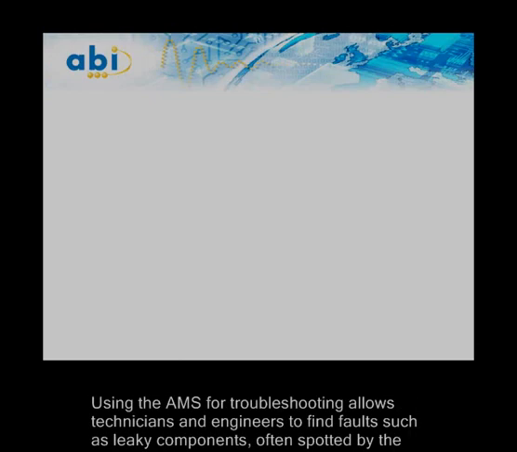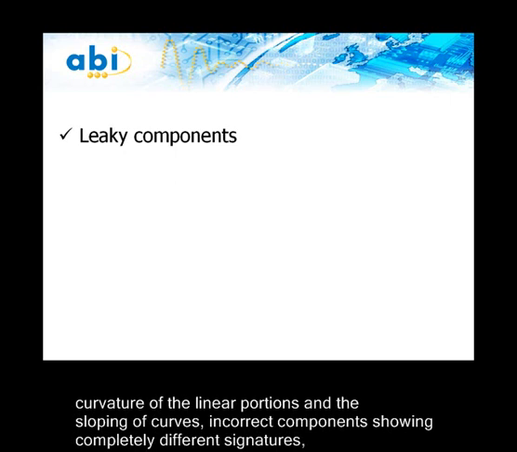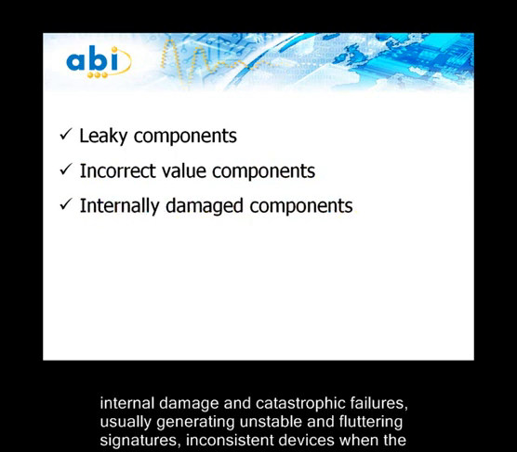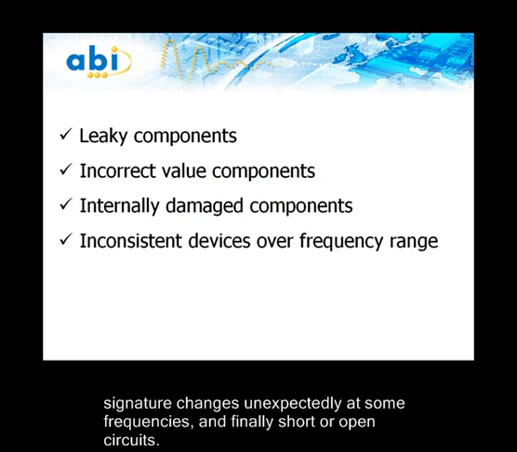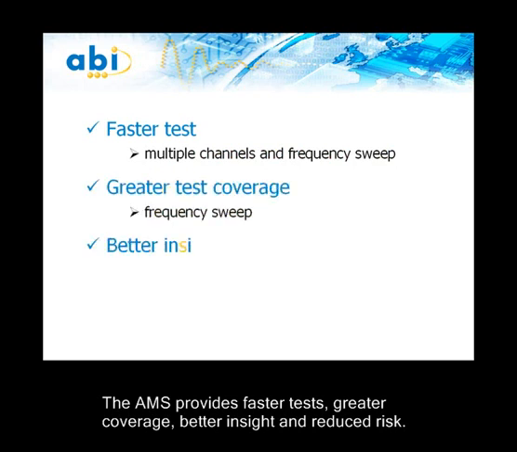Using the AMS for troubleshooting allows technicians and engineers to find faults such as leaky components, often spotted by the curvature of the linear portions and a sloping of curves, incorrect components showing completely different signatures, internal damage and catastrophic failures, usually generating unstable and fluttering signatures, inconsistent devices when the signature changes unexpectedly at some frequencies, and finally, short and open circuits. The AMS provides faster tests, greater coverage, better insight, and reduced risk.